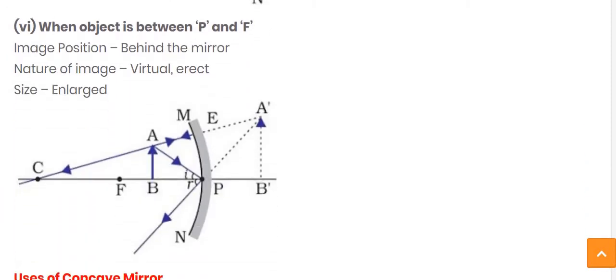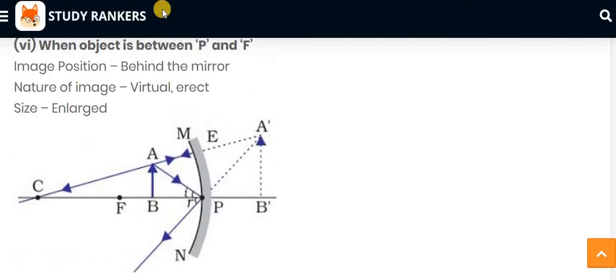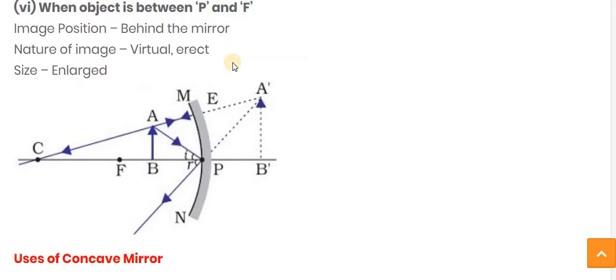The last one, when the object is between the P and the F. In that condition, here you can see, we are keeping our object between the F and the P. So the one ray that passes directly through the C, the center of curvature, the reflection back also occurs in the same pathway.